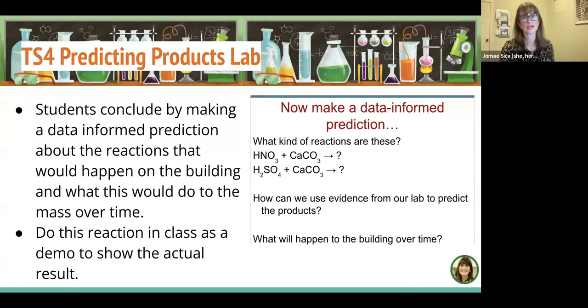So after they are done making their data-informed prediction, you can test this reaction in class and then be able to provide them with an actual result and test for the carbon dioxide that's coming off of the reaction. And then they would be ready to write their conclusion at this point. Again, not a traditional patterns lab conclusion because we don't have a mathematical pattern, but still trying to incorporate as many of those elements as possible.